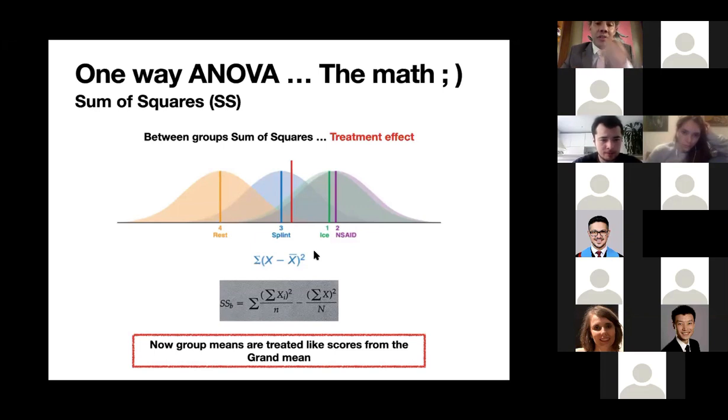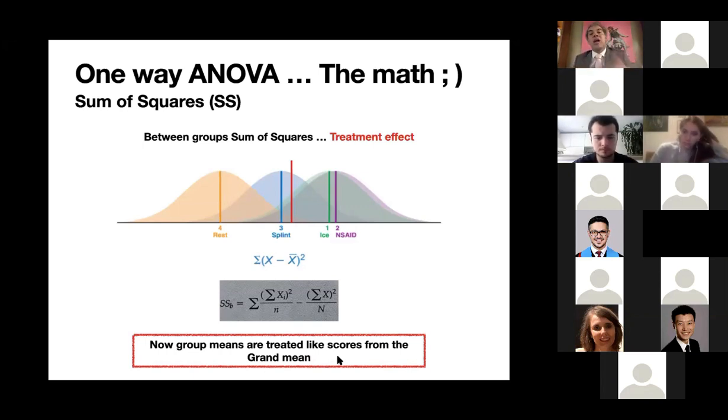And that's all. And as you see here, what this sum of squares is doing is making a variance, testing the variance between the grand mean and the group means. So it's like a variance within the variance. It's really nice. It's really clever. So as I put here, now group means are treated like scores from the grand mean. And that's how you get the treatment effect from an analysis of variance.